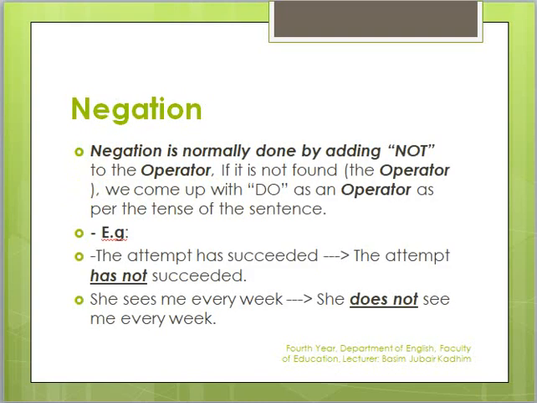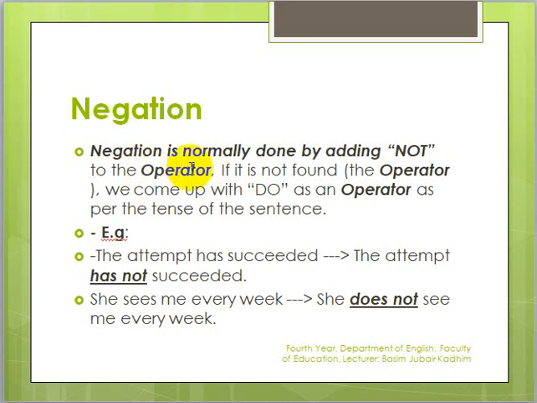Negation is normally done by adding the particle not to the operator. If the operator is not found, we come up with do as an operator as per the tense of the sentence. For example, the attempt has succeeded. When negating this sentence: the attempt has not succeeded. She sees me every week. Now, she does not see me every week.